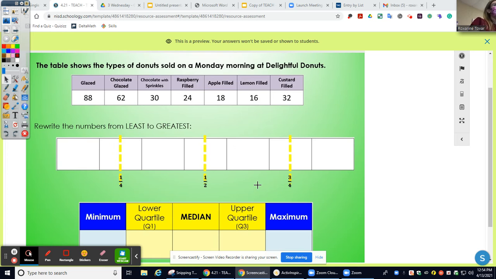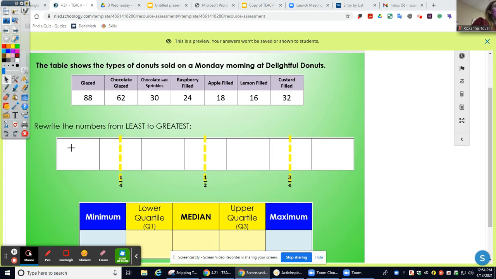All right, so today we're going to be working on our 5-number summary. And here we can see that we are going to look for a minimum, lower quartile, a median, and upper quartile, which is quartile 3, and a maximum value. First off, we have to rewrite our numbers in order.